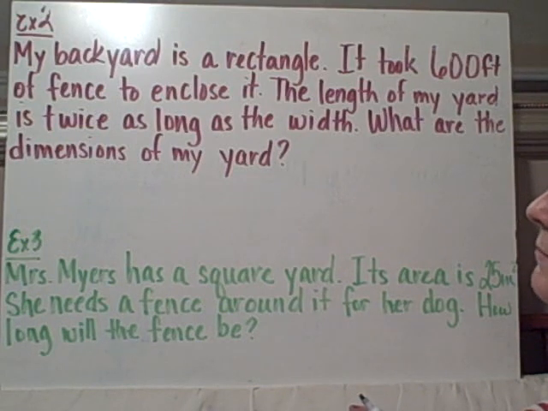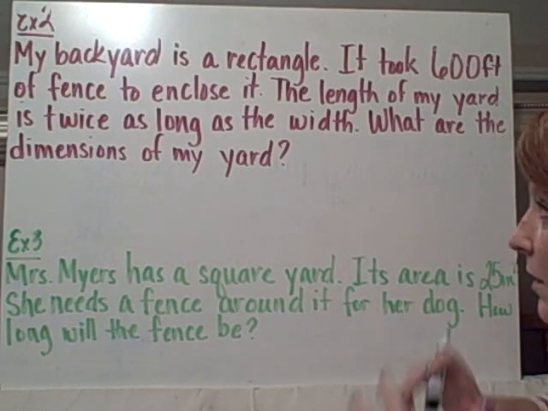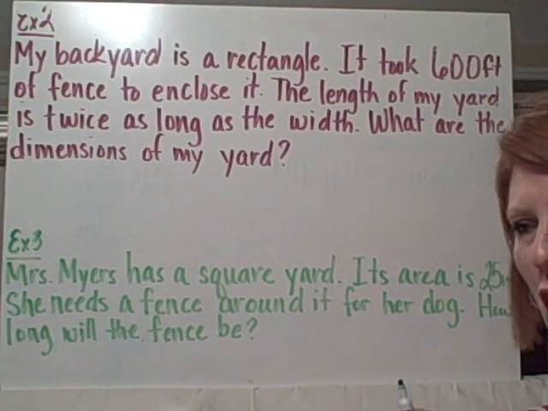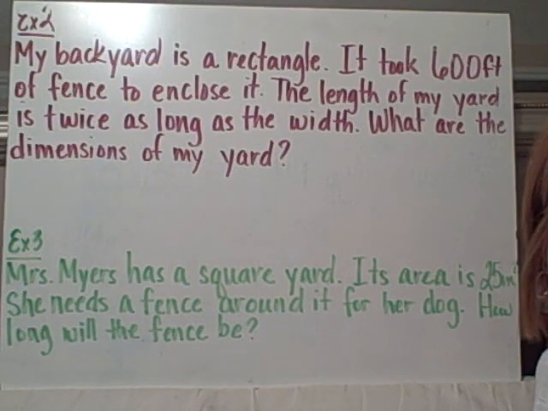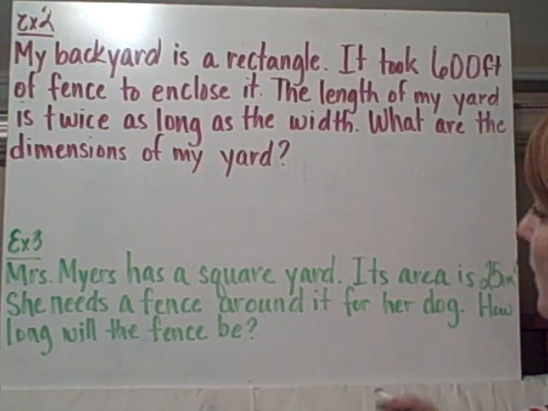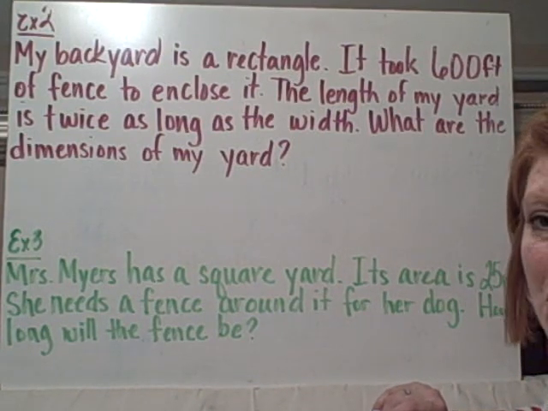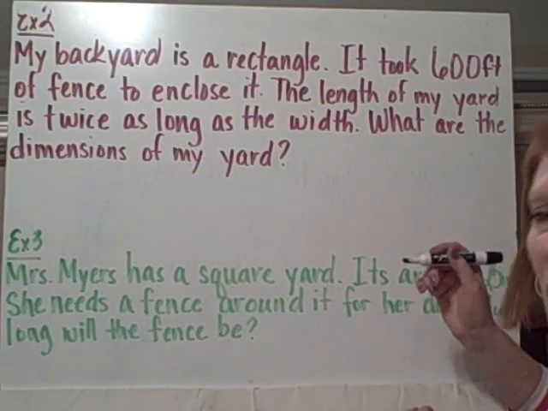Example 2 says that my backyard is a rectangle. It took 600 feet of fence to enclose the backyard. And when I say enclose, I mean put it all the way around. The length of my yard is twice as long as the width. What are the dimensions of my yard? The dimensions, that word means basically what is the base, what is the height, what is the length, what is the width. What I suggest you do, until you get really comfortable with problems like this, draw a picture.